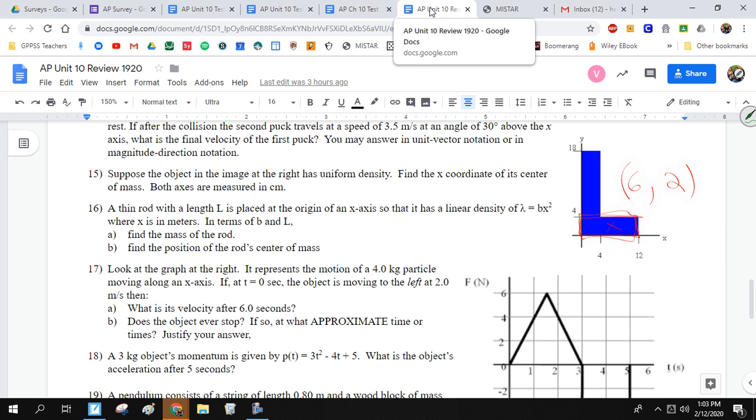And the other one, this top chunk up here, its center of mass is at a position of 2, and vertically, halfway between 4 and 18, it's 11. Good? Did I lose anybody there? All right. So now I know the positions of the center of masses.